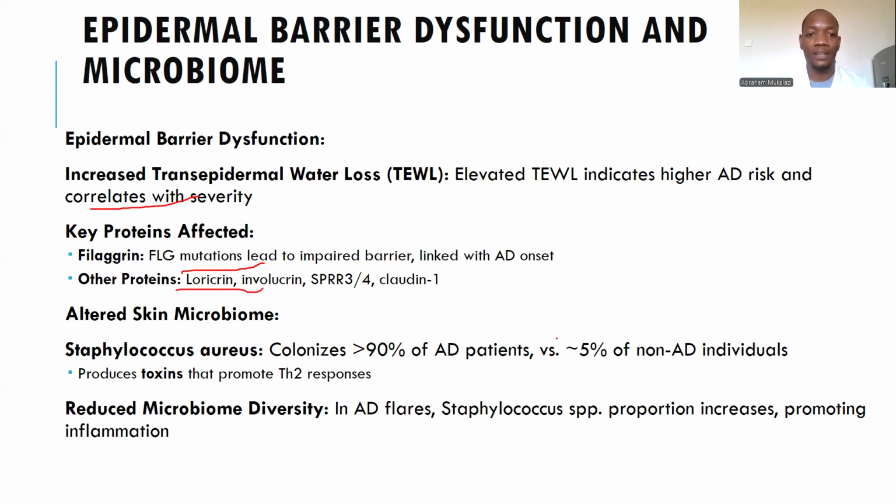And because of the colonization of Staph aureus, Staph aureus is a pathogenic bacteria, so it will produce toxins that will drive the T helper 2 immune response processes. So that's how we end up actually triggering the atopic dermatitis. So we find that, as I had mentioned earlier, in flares you see a lot of Staph aureus proportions increasing, especially when someone has a flare. You find that their numbers for Staph aureus are a little bit through the roof.